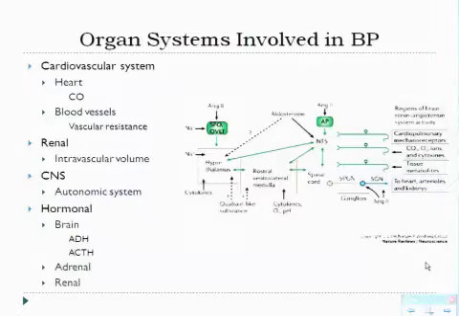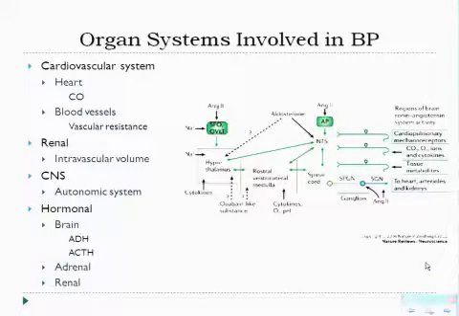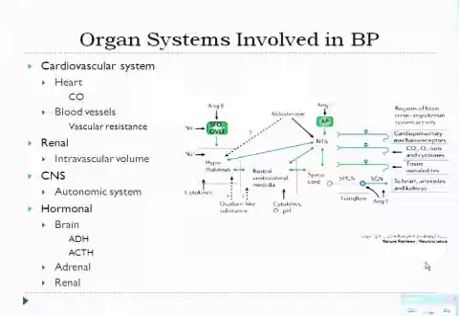Now, the organ systems involved in blood pressure regulation are basically your heart and the blood vessels, because it's a closed circuit. That's what most people think of simply in their mind. This is the simple cardiovascular system, but there are a lot more organs involved. The heart's just responsible for the cardiac output, which we'll talk about in a little bit. And the blood vessels have to do mostly with vascular resistance.